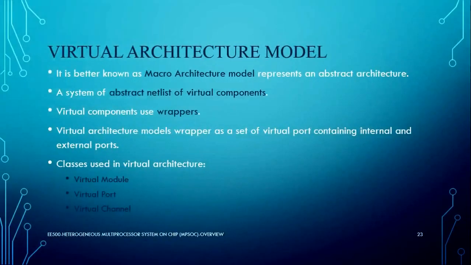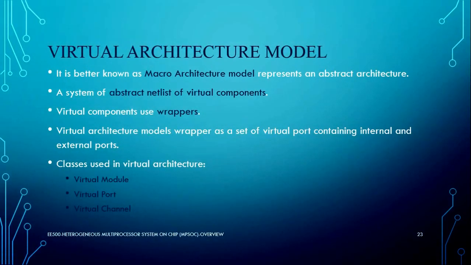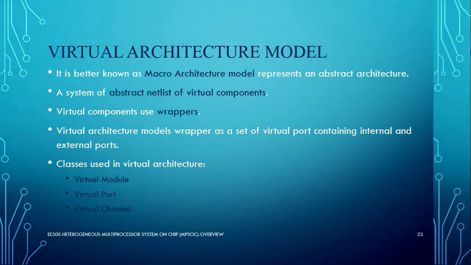Let's have a closer look. The virtual architectural model, better known as the macro architectural model, represents an abstract architecture. It's a netlist of virtual components. Virtual components use wrappers, as we have discussed earlier. They make logical and physical ports communicate with each other. There are various classes of virtual architectures, such as module, port, channel, etc.